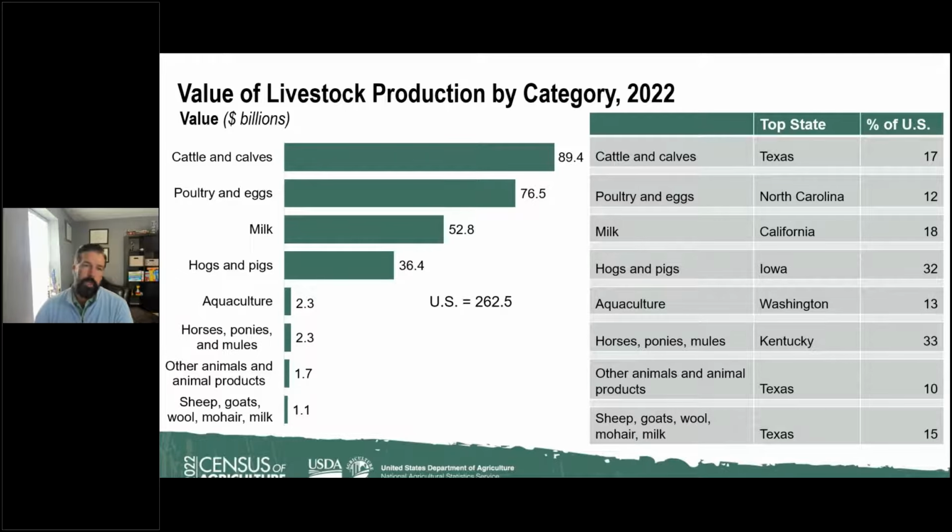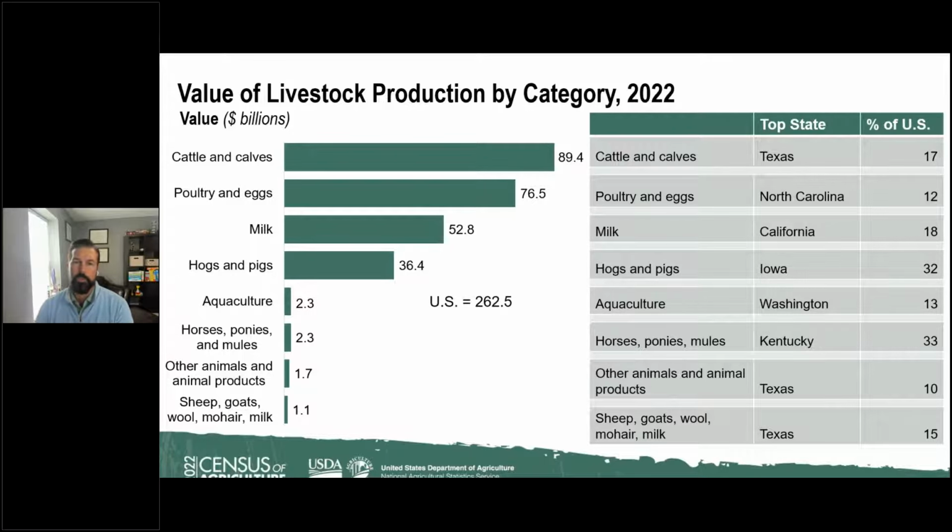Looking at the same slide for livestock, we see that total livestock sales were up 35% at $263 billion in 2022. All livestock categories showed increases in the value. The largest increase was for poultry and eggs, up 56%. Texas, North Carolina, California, and Iowa led the way in the livestock categories of cattle, poultry, milk, and hogs and pigs. There were a few changes to the top 10 states for livestock.